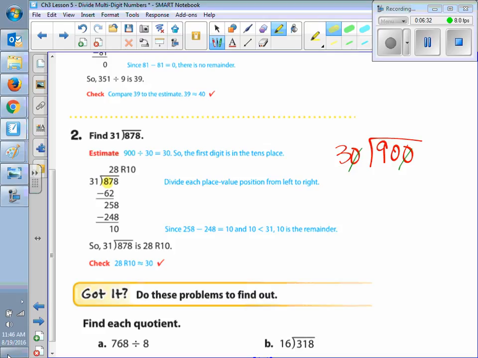All right. So now we have 2 times 31 is 62. Subtract, and then bring down the 8. And then we can continue with our problem. How many times does 31 go into 248? That would be 8. Then we can multiply, get 248, and then subtract. Then we would have our remainder, which is 10, and then you would write R10 at the top.